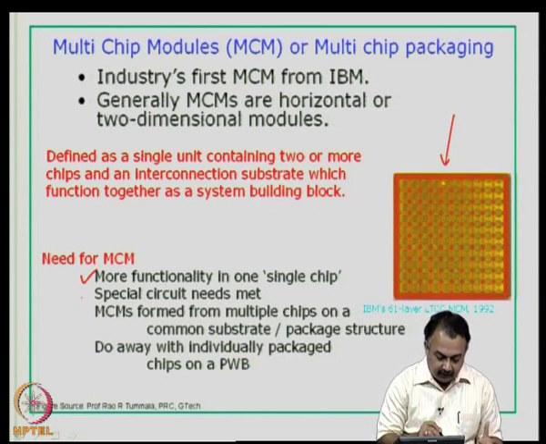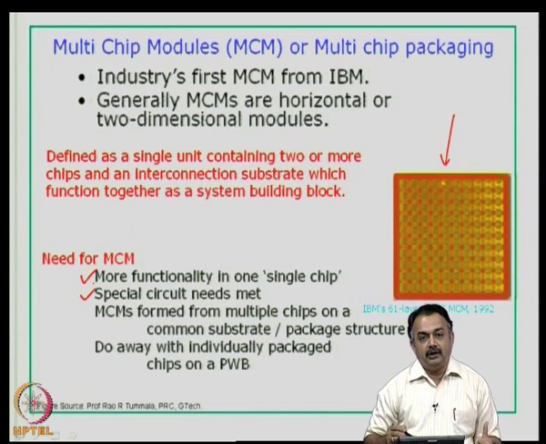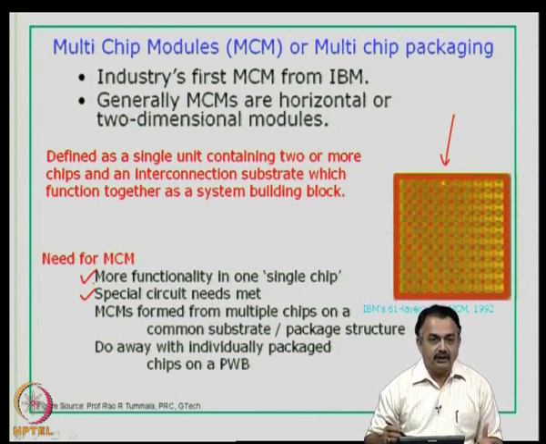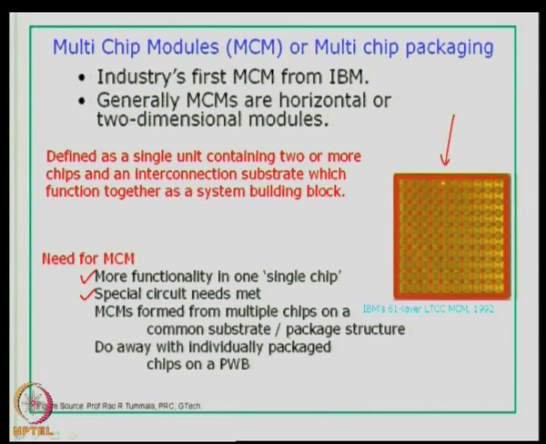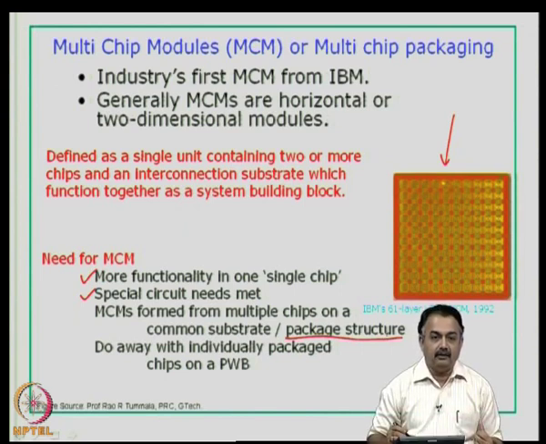Special circuit requirements are met by going in for a multi-chip module, which if you try to do using different single chip modules, then the real estate occupied by the total combination of these dies will be very large. So, you try to do as much integration as possible on a single substrate. Multi-chip modules are formed from multi-chips on a common substrate, we have seen that. So, it is important to create a package structure or a package substrate that can handle these interconnections, because basically you are going to do fan out of the IOs from the die on the substrate.